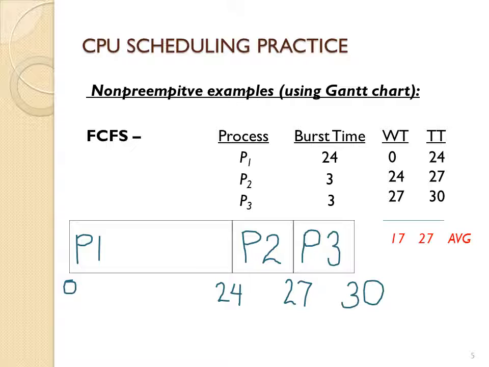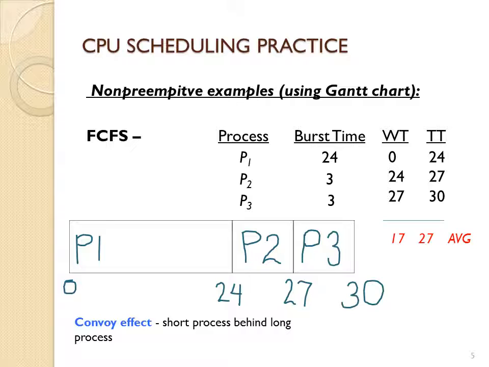Then we can calculate the turnaround time, where you just find out which time the process left the system and terminated. The turnaround time for P1 is 24, the turnaround time for P2 is 27, and the turnaround time for P3 is 30. So the average turnaround time using this algorithm, first come, first serve, with these three processes is 27 time units. Because we have the short processes behind the long processes, we have what's called the convoy effect.